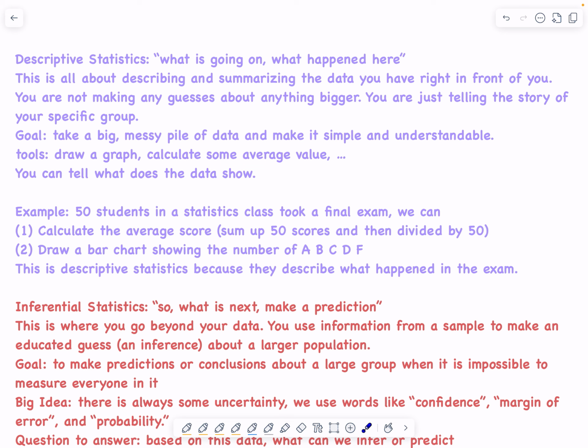What's the goal? The goal is to take a big, messy pile of data and make it simple and understandable. Okay, so you sort the scores, and instead of a bunch of scores shuffled all together, you organize them to make them look simpler and easier to understand. So I am giving you a pile of numbers. Instead of just holding it, you sort the values in ascending or descending order, so when you look at it, it's easier to understand what is going on. What you can do is draw a graph. So you can draw a bar graph.